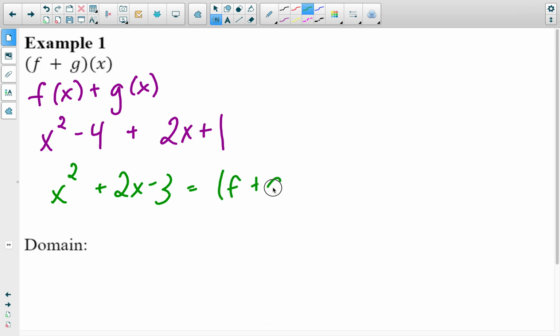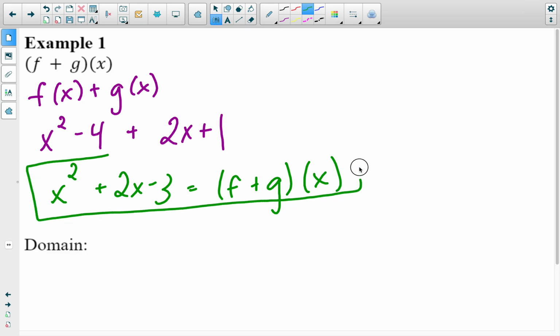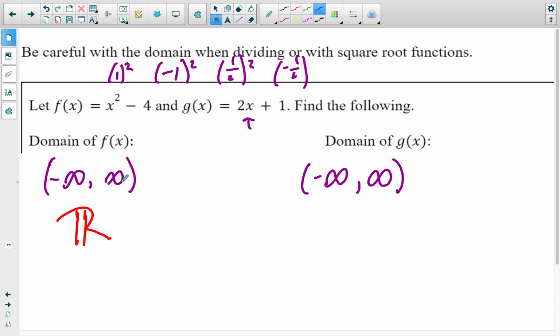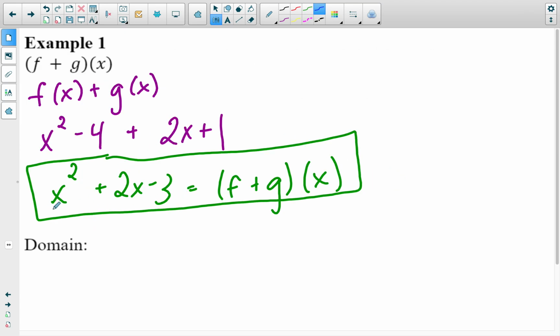I don't really care about this notation so much, but just to be consistent, we can write it out. For the domain of this sum function, we want to see what the domains of our original functions were. Both all real numbers. And then looking at our resulting function, do we have any other restrictions we need to keep in mind? No, we don't. So we're just from negative infinity to positive infinity.